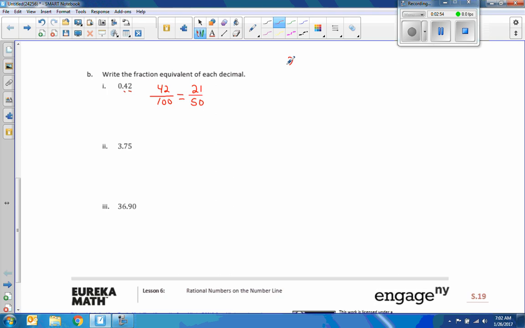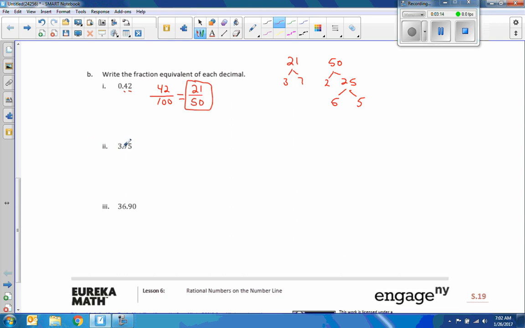Okay, and if you're still not familiar with factors, we can do a factor tree and check. 21 is 3 times 7. 50 is 2 times 25. 25 is 5 times 5. So 5, 5, 2, 7, 3. Nothing in common between the two. I cannot reduce this any further.